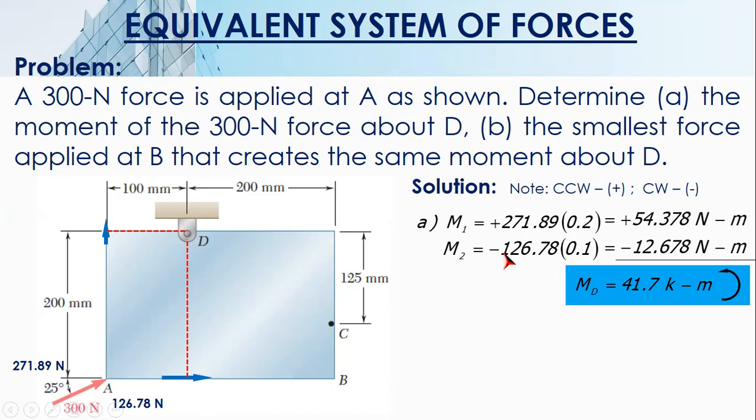Okay. Letter B. The smallest force applied at B that creates the same moment about D. Kung sodo ko na ang smallest force nga i-apply dire sa B na ang resulting moment niya sa D same sa letter A, no? Same moment D. 41.7. So, pag smallest force gani dapat perpendicular siya sa distance paingon sa D.